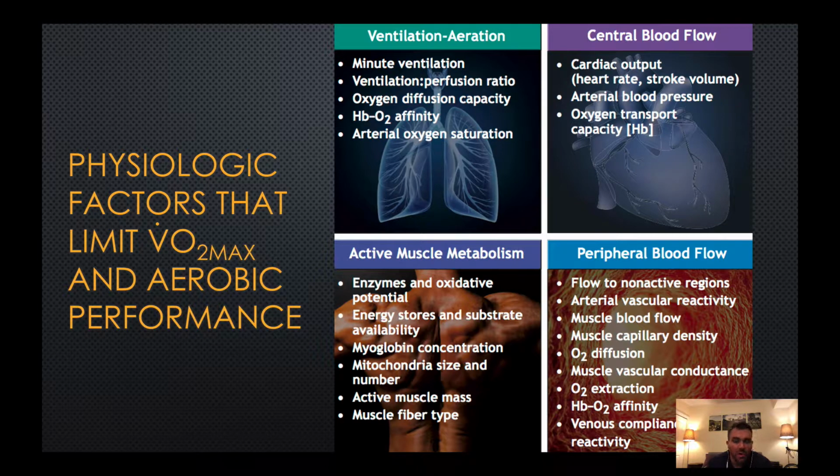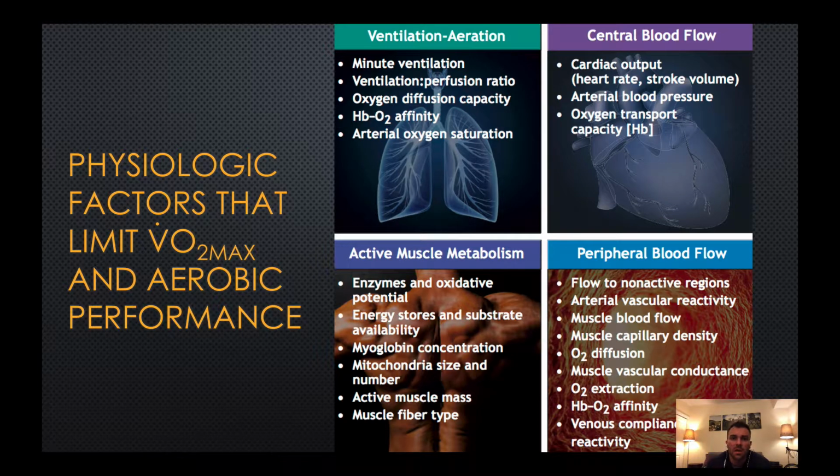So there's a long list here. We don't need to memorize all of these factors that could limit your aerobic performance. You could have it somewhere within ventilation, somewhere within muscle metabolism, within peripheral blood flow, or within central blood flow. So things like cardiac output, stroke volume, heart rate, blood pressure can all be factors that can play a role in limiting your aerobic performance.